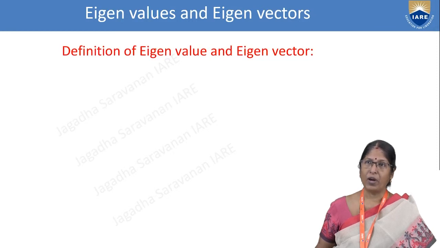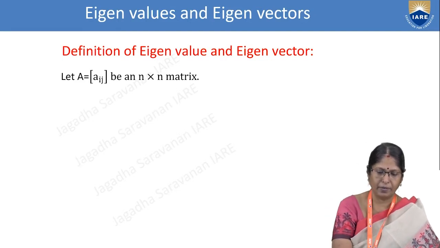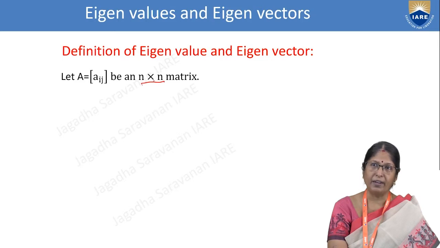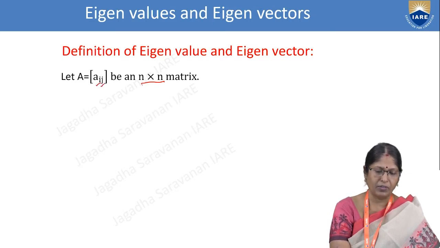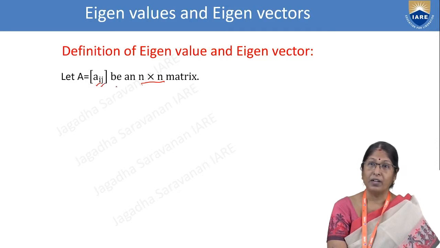Definition of eigenvalue and eigenvector. Let capital A equal to Aij be an n by n matrix. That is, this n by n represents the number of rows and the number of columns. Both are equal. That is the reason it is written n by n matrix. Here, in Aij, i represents the row and j represents the column.